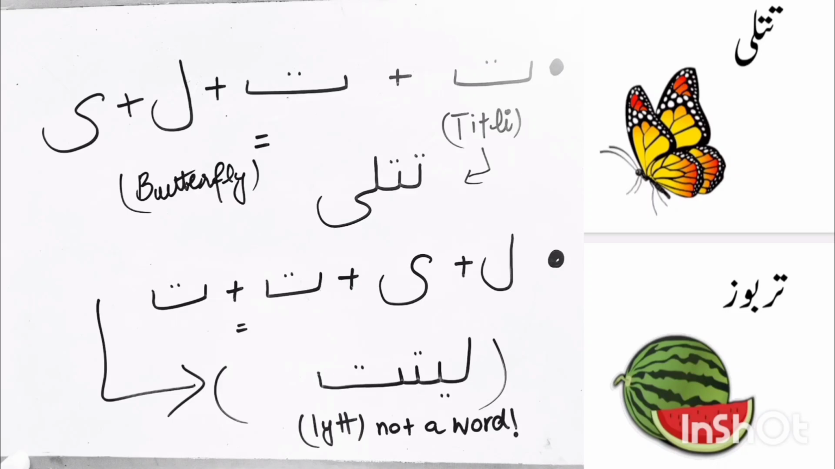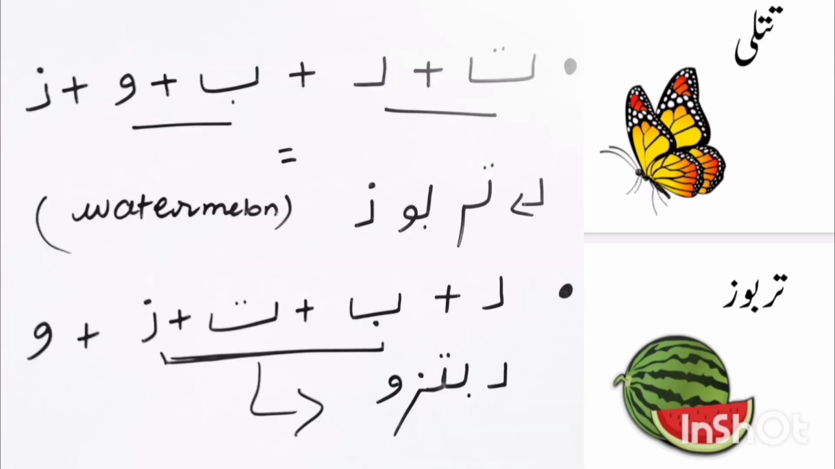Now we have tarboos, which is for watermelon. Watermelon is known as tarboos in Urdu. How will you write it? It's te plus re, tar, be plus wow, boo, and ze sakin. It's tarboos. You can also see that it's from the re family, so it won't get attached with the wow. Tarboos. Very good.